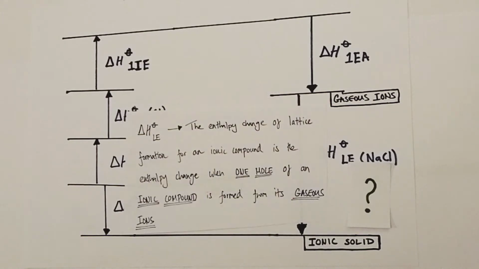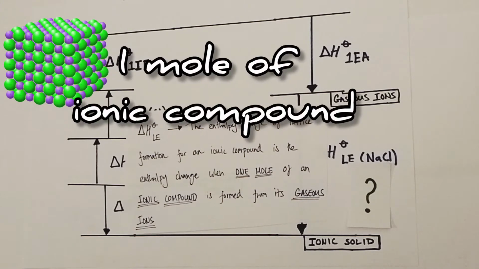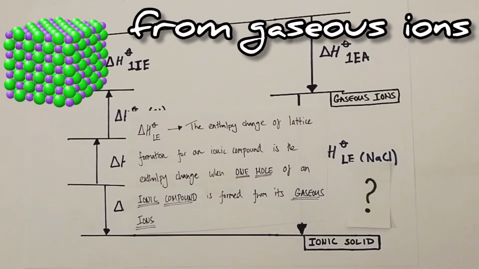Now, once you have your ions in the gaseous state, you can then turn those into a giant ionic lattice or an ionic compound, and that involves delta H theta LE. The enthalpy change of lattice formation for an ionic compound is the enthalpy change when 1 mole of that ionic compound is formed from its constituent gaseous ions.